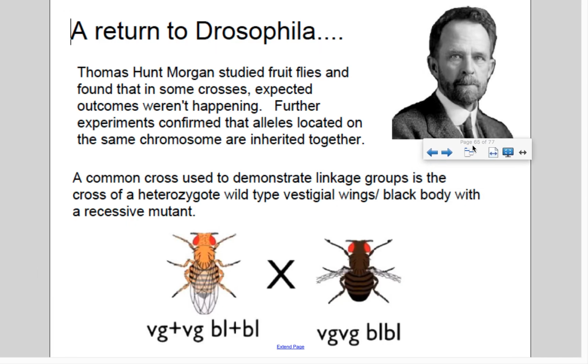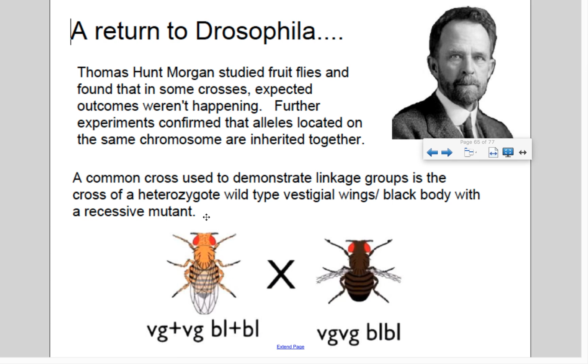So Thomas Hunt Morgan, this guy right here, studied fruit flies, found that in some crosses, expected outcomes were not happening. He further did experiments to confirm that alleles located on the same chromosomes are inherited together. What he was looking at in fruit flies was a wild type versus a mutant. You can see on the bottom left-hand side, this is a wild type fly, normal. Wild type means normal. And this is a mutant.